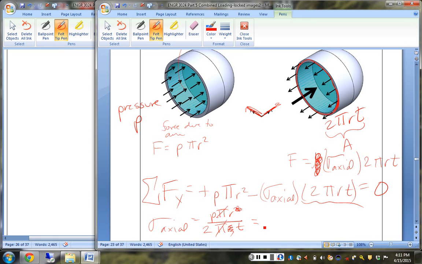Pi over 4 times d1 minus d naught squared. Yes. That should get you to the same place. PR over 2T is what that simplifies to. So this is our axial stress in the wall of the pressure vessel. It is a function of the pressure, how round the pressure vessel is, and twice the wall thickness. Those are the things that matter in terms of how much stress is developed in the wall of the vessel.